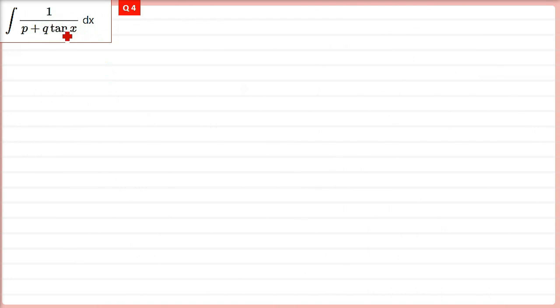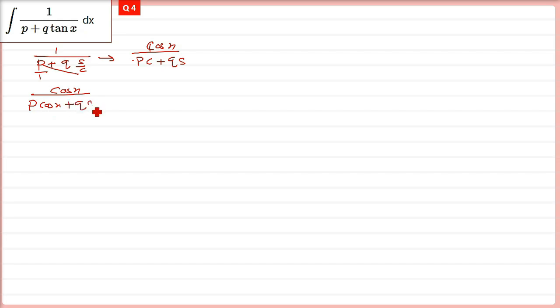Now 1 by p plus q tan x, and let's resolve it first. We have 1 by p plus q tan x, you can write sin x by cos x. This will give you 1 by this, you can just take LCM, p cos x plus q sin x. This cos x will go upstairs. It will be cos x divided by p into cos x plus q into sin x. So in this equation we have formed like this. We have a dx also. Now how to go about it?